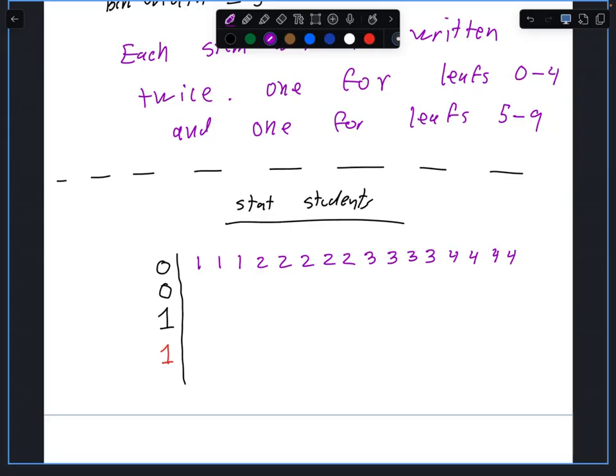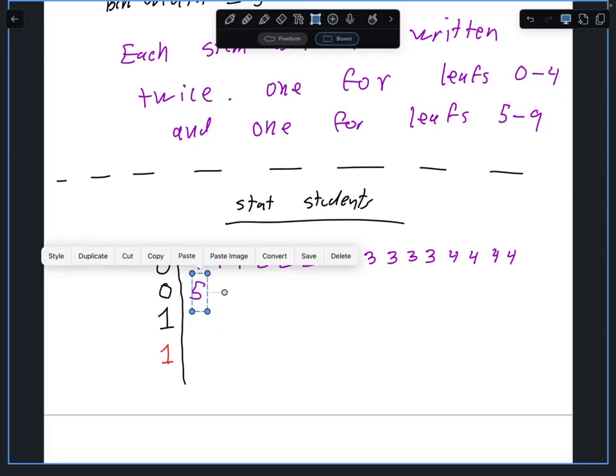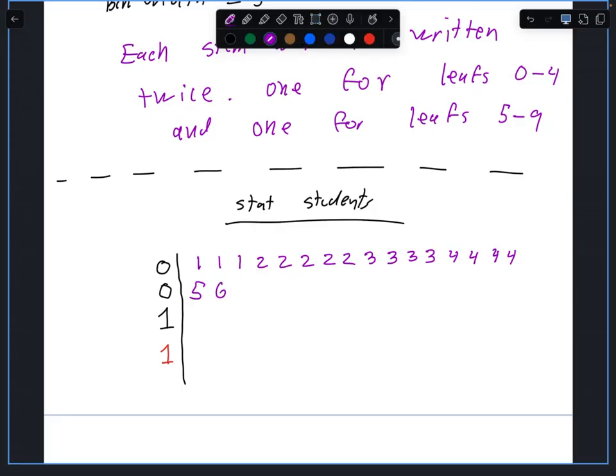And my next one. Wait a minute, though. Here comes the new trick. Is it here, like that? No. The 5 through 9s for my leaves must go in the second bin of the stem. So this one only holds 0 through 4. The next one will hold 5 through 9. The next one will hold 10 through 14, 15 through 19. So now what's my next one? How many? 1, 2, 3.